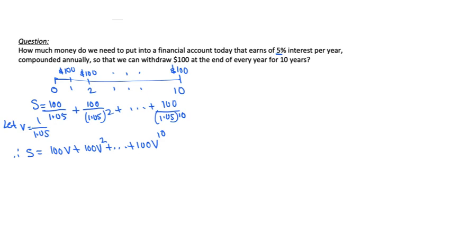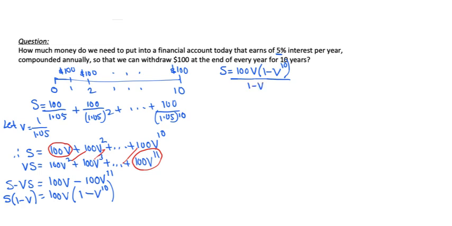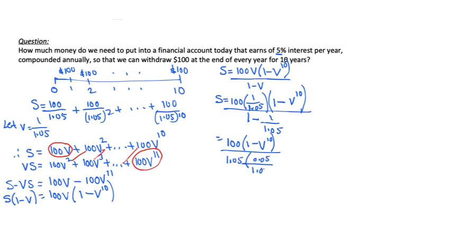Using the same technique from earlier, we multiply this series by v to get vS, and subtract it from the original series. The left-hand side becomes S minus vS. On the right-hand side, again, all the middle terms cancel out. We are left with 100v minus 100v to the power of 11. Factoring out the S on the left-hand side and the 100v on the right-hand side, and solving for S, we get 100v times (1 minus v to the power of 10), all divided by 1 minus v. If you do the math, you will see that this simplifies to 100 times (1 minus v to the power of 10), divided by 0.05.